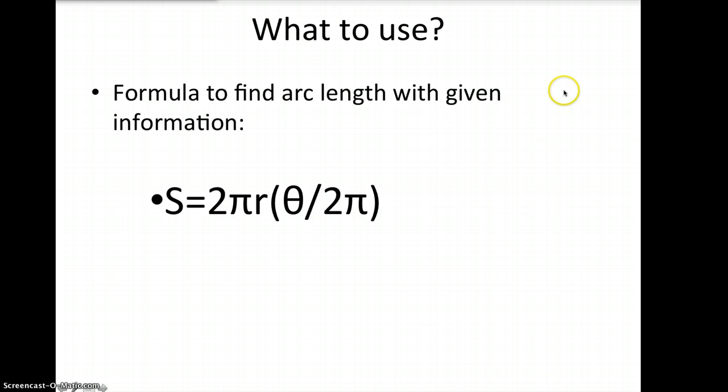So, what to use? You would use the formula to find an arc length with the given information. It would be s equals 2 pi r times, parenthesis, theta over 2 pi. And 2 pi, of course, is equivalent to 360 degrees, the total circumference of a circle in degrees. So think about it as a fraction of sorts: you have a certain number of degrees over the full number of degrees in that circle.